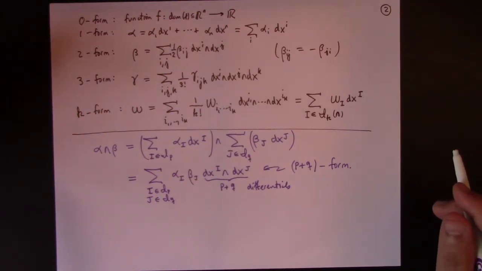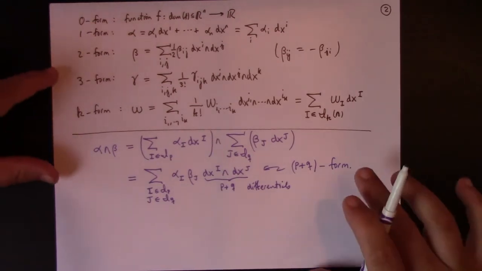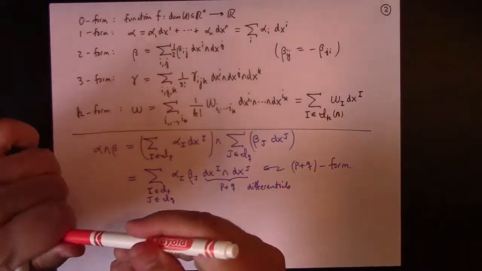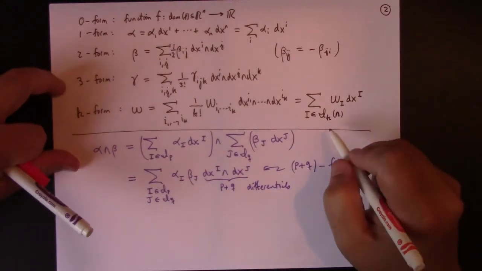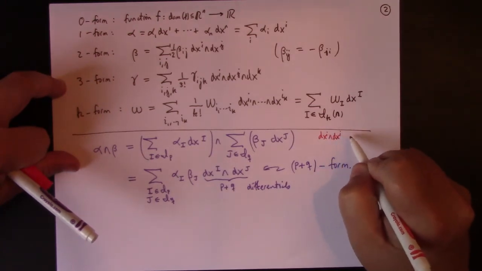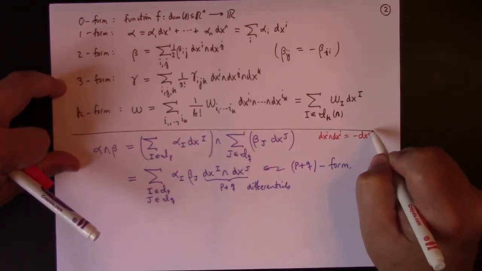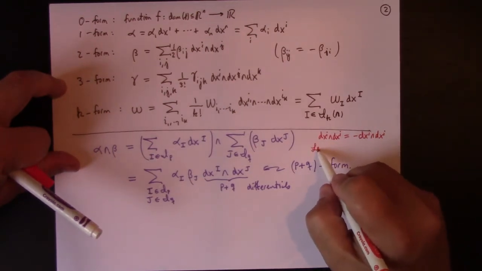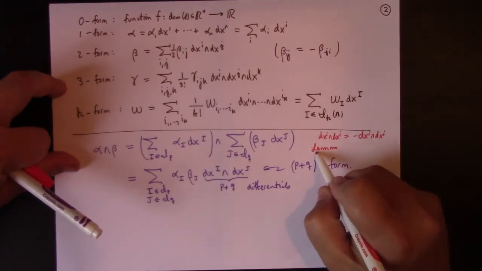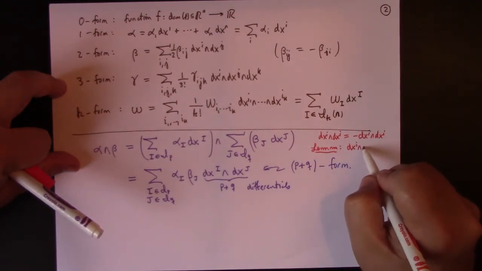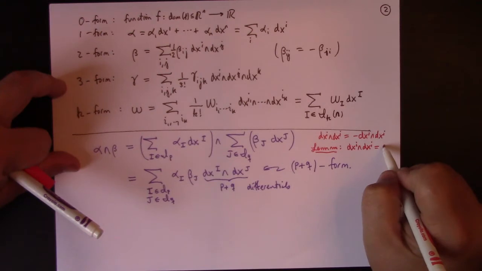In Rn, we can only have up to an n form non-trivially, because, why is that? Well, if you look at, for example, dxi wedge dxi, you get minus dxi wedge dxi, right? So one of the fundamental lemmas is that the differential wedged with itself is 0.